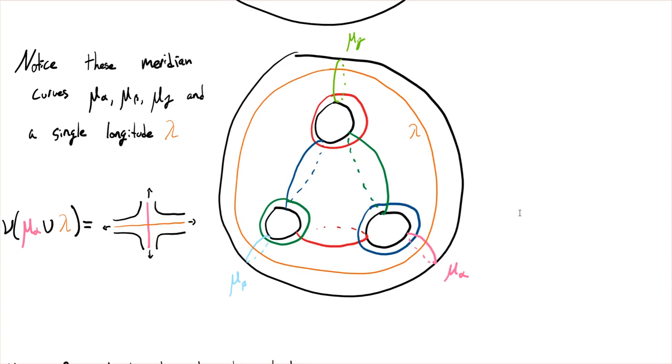Now, lambda, together with any of these meridians, the regular neighborhood of those two will be a punctured torus. And since we have 2 red curves, we have a surface of genus 3, so we need one more curve of each color. We're going to use these rational numbers to place our remaining curves.